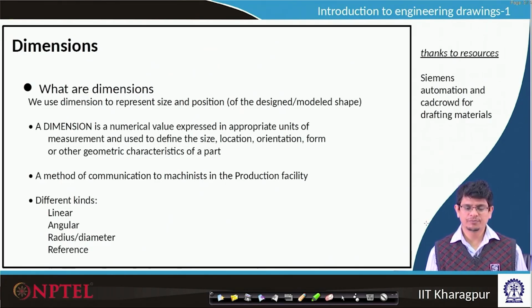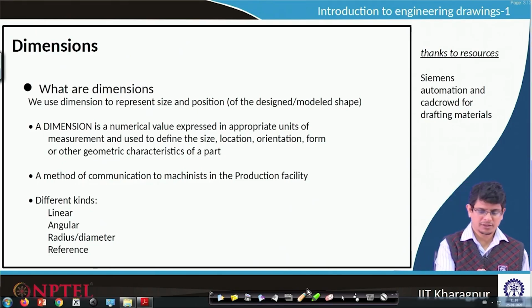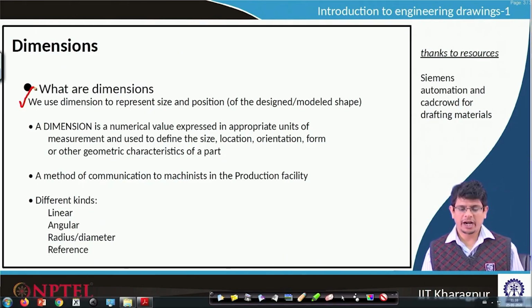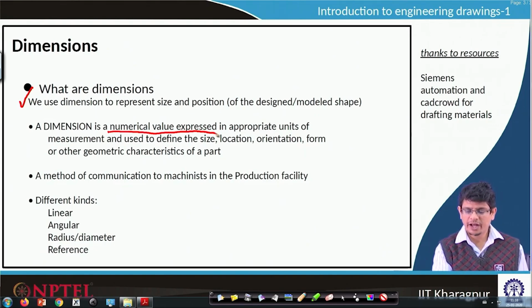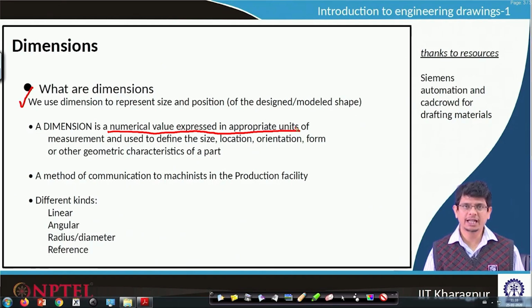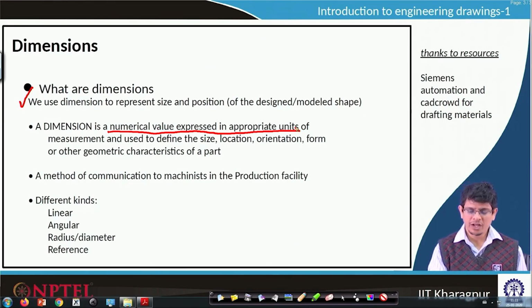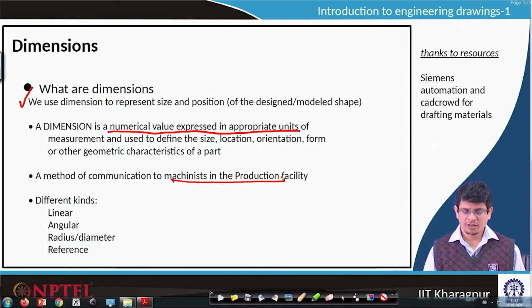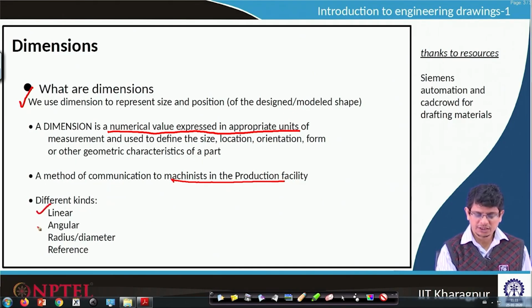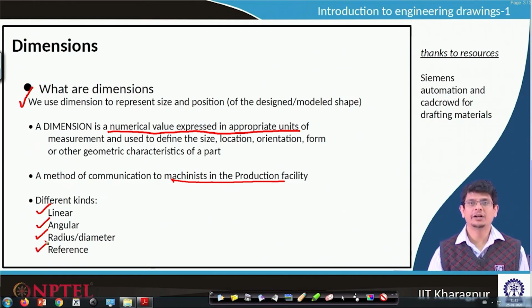To briefly summarize from the last classes, dimension is used to represent size and position. A dimension is a numerical value expressed in appropriate units. In our SI metric units, we use mm as the numerical value for the dimension, and this is the main communication to machinists in the production facility. We learned about linear dimensions, how to give angular dimensions, radius, and what reference dimensions are.